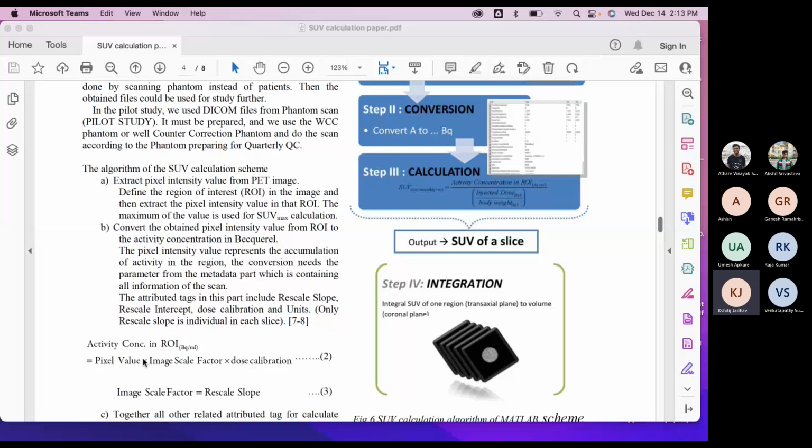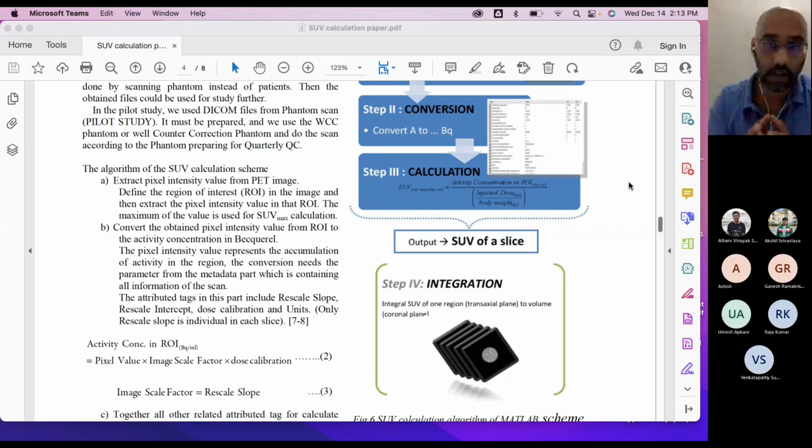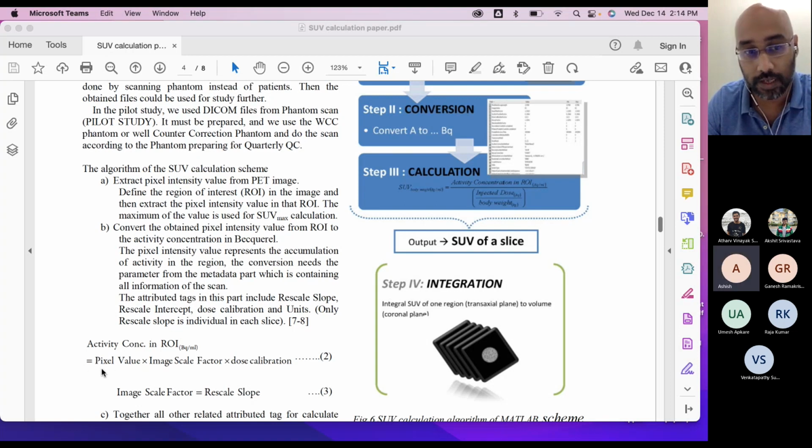In the image of a coronal section, we can look at each pixel. That is what we had decided. To find the activity concentration in a pixel, what we need is the pixel intensity value, which is multiplied by image scale factor and dose calibration. The pixel intensity value can be extracted from the PET images, which Atharva has been able to do.